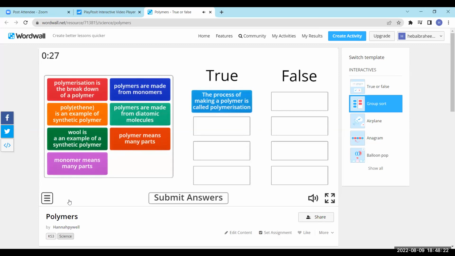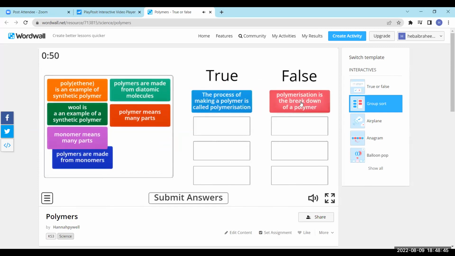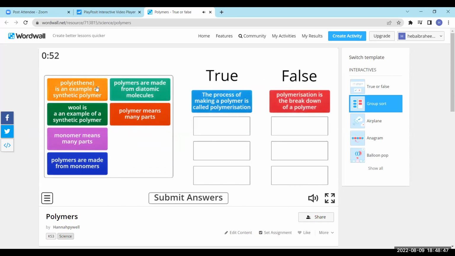I don't get the sentence: polymerization is the breakdown of a polymer. But it's not the breakdown of a polymer. It's the forming. It's the formation of the polymer. Super. Excellent. So this sentence is false. Skip this orange one. And this green one.